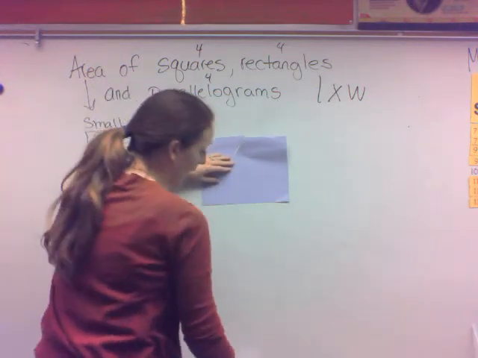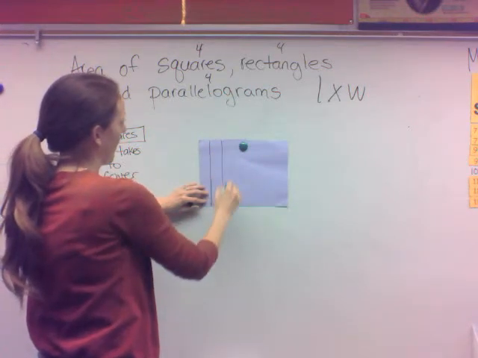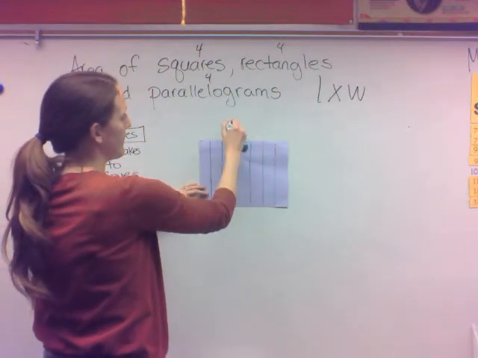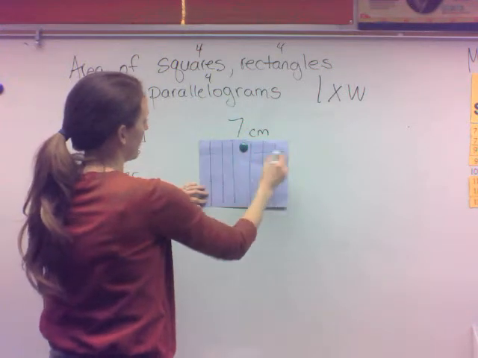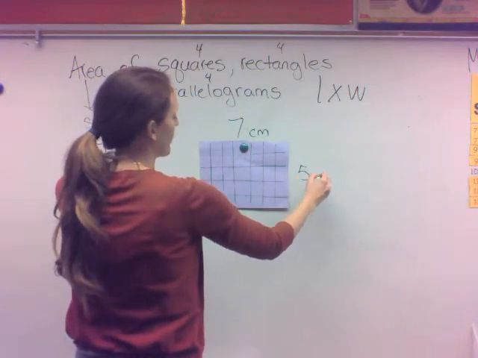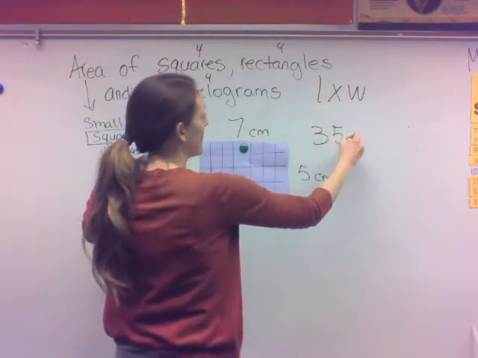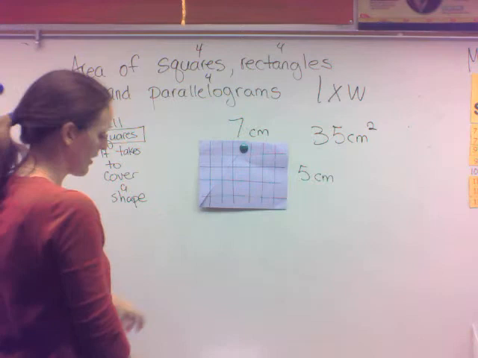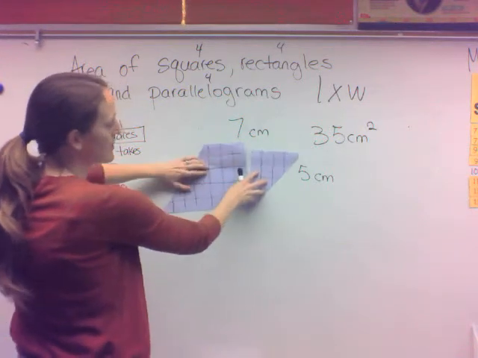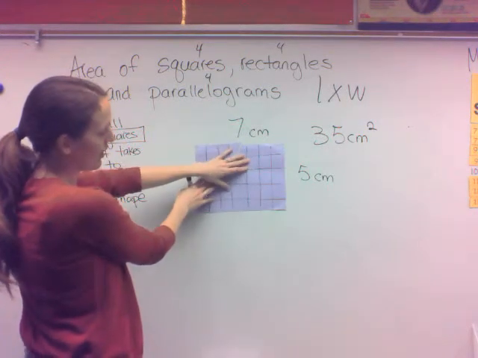If I take this and I draw my lines, this is 1, 2, 3, 4, 5, 6, 7, we'll call them centimeters. And this is 1, 2, 3, 4, 5, we'll call them centimeters. So you know what is the area of this shape? 35 centimeters squared. And it doesn't matter if they are in this or if you cut and move this, it would still take 35 small squares, whether I am here or here.